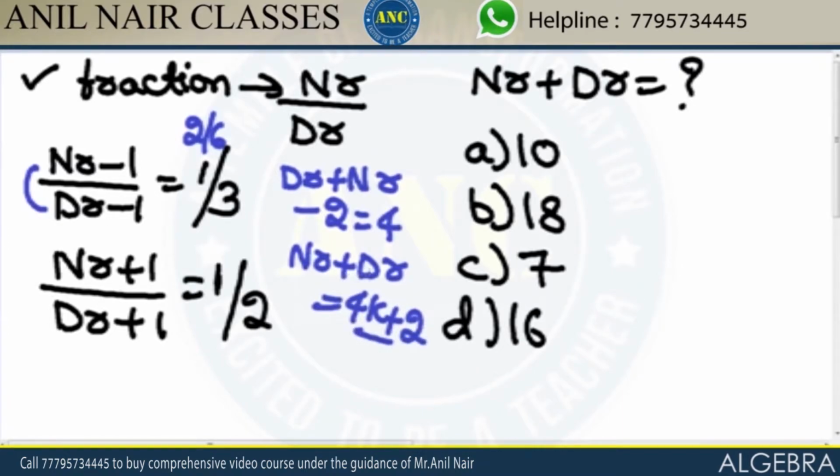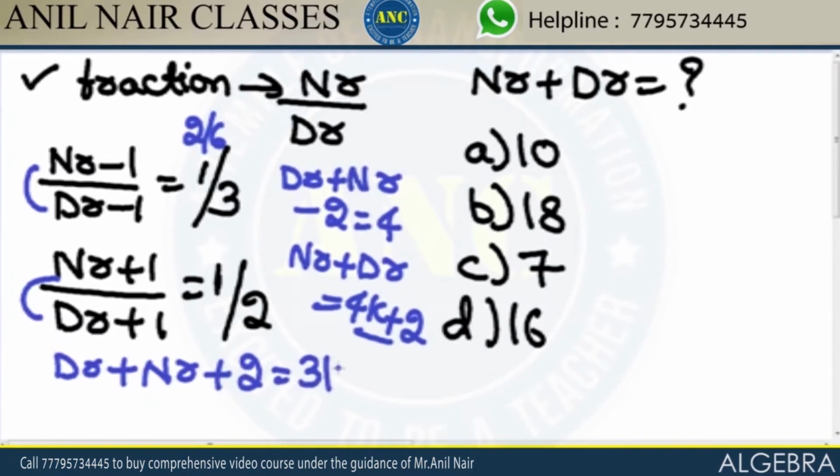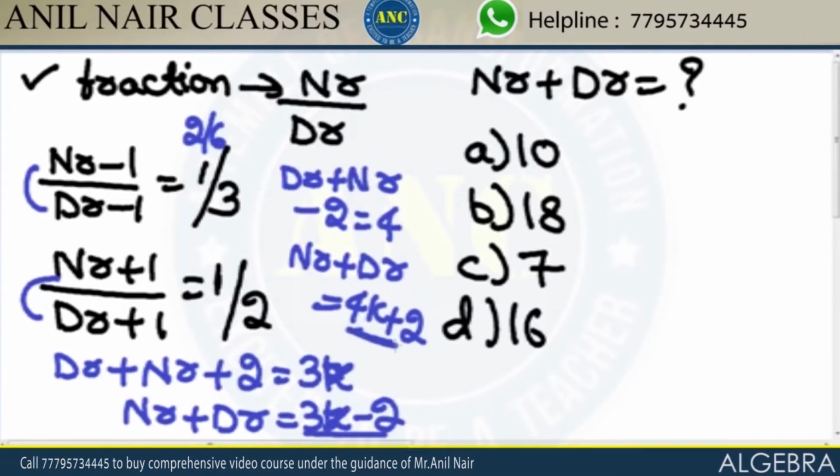1 by 3 can be written as 2 by 6. 1 by 3 can be written as 3 by 9. Again, if you add denominator plus numerator, plus 2 is equivalent to 3. 3 into k, 3k. So numerator plus denominator should be of the form 3x minus 2, and 4k plus 2. That means the answer, if I subtract 2, should be divisible by 4.